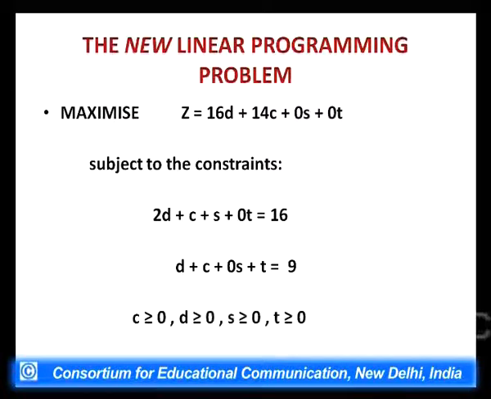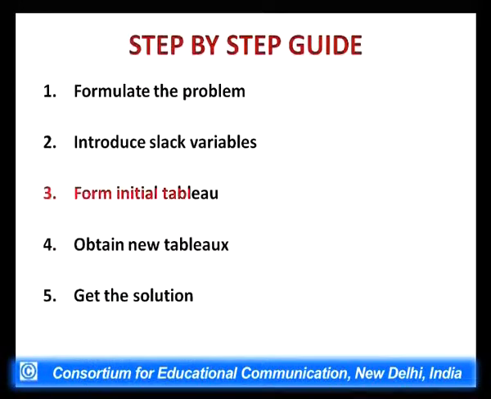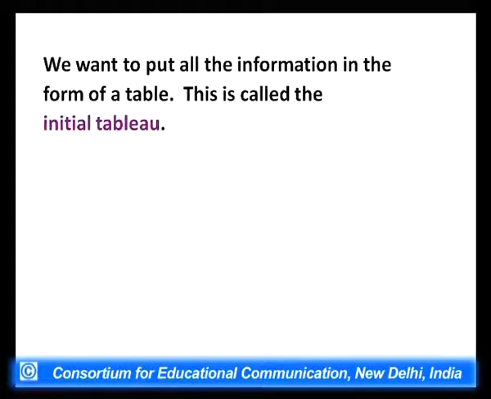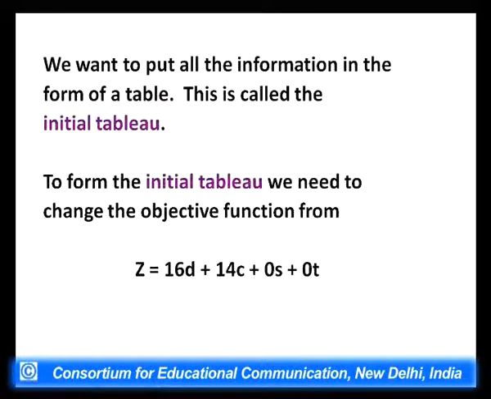Okay, the same formulation is now modified because we are going to use the simplex method, and now we are going to form the initial table, and we call it forming the initial tableau. And how to make it, we will just see. We want to put all the information in the form of a table. This is called the initial tableau. How to now make the table? First we have to convert z, that is the objective function, into an understandable form which can be used in our simplex method.